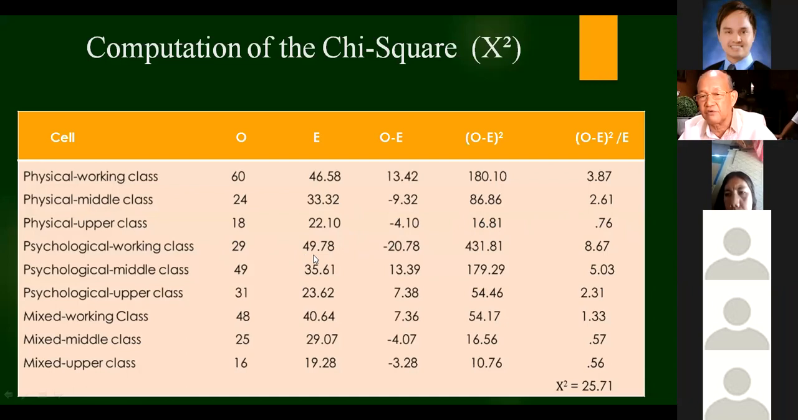Parang ito din. 29 minus 49.78 is negative 20.78. Yan, square it. Times negative 20.78 equals 431.81. Divide this figure by 49.78. 8.67. Very good. Here it is. All right. So you just do that process.